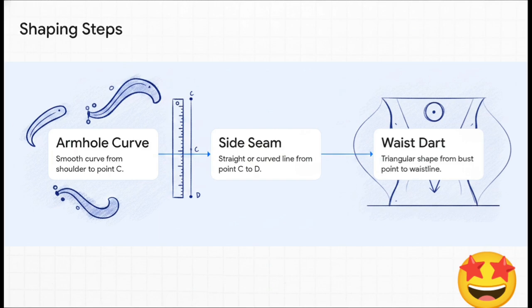But why do we do this? Well, because a piece of paper is 2D and a human bust is 3D. The dart basically pinches out the excess flat paper around the waist so the fabric can shape perfectly over the bust. It creates a three-dimensional pocket, if you will.